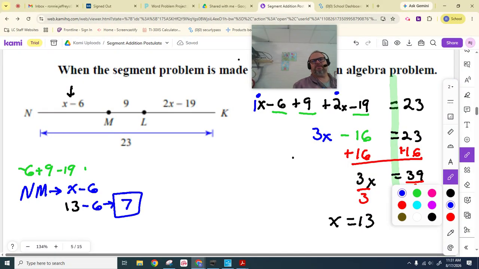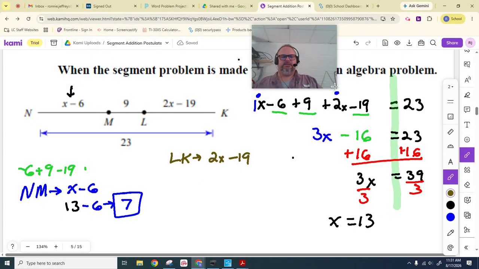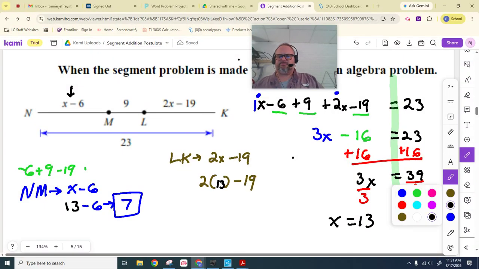Okay, now, you'll probably see on your practice problems tomorrow, you'll have a spot to put x and any other missing things like this. Okay, now, what about LK? Well, that's 2x minus 19. All right. So if you type it in the calculator like that, you should get 26. 26 minus 19 is 7. Now, are all answers going to be 7? No, it just kind of worked out for this one.